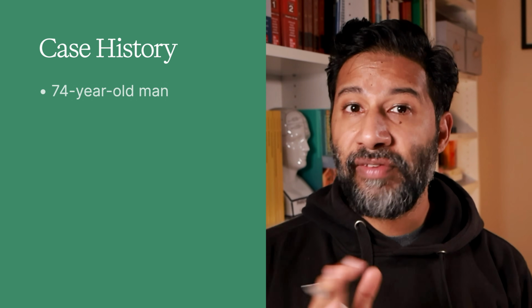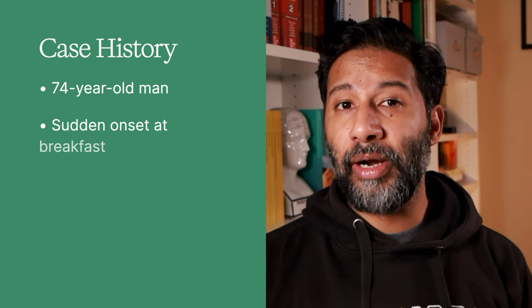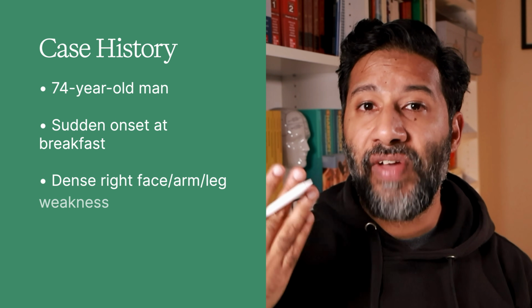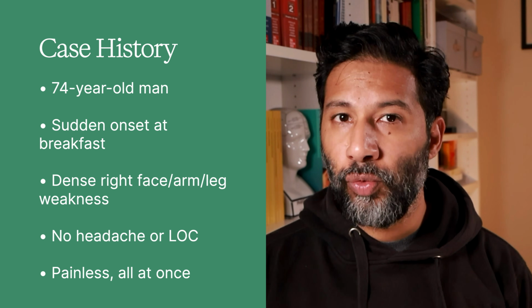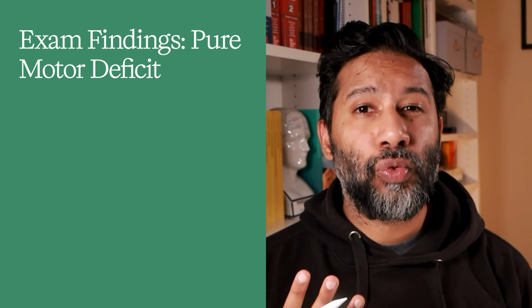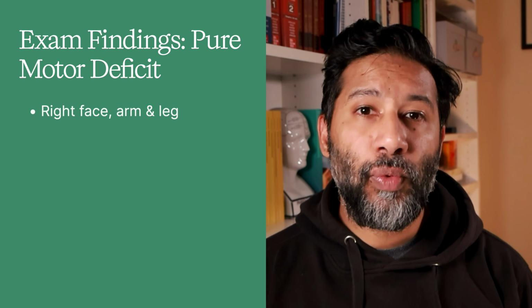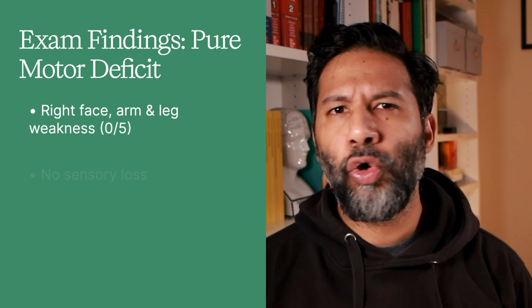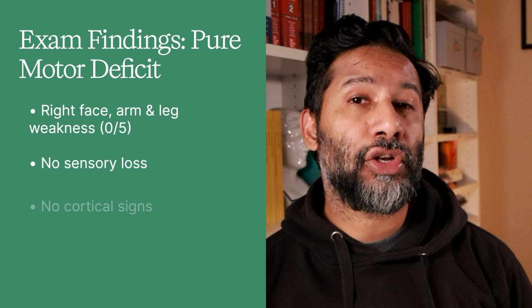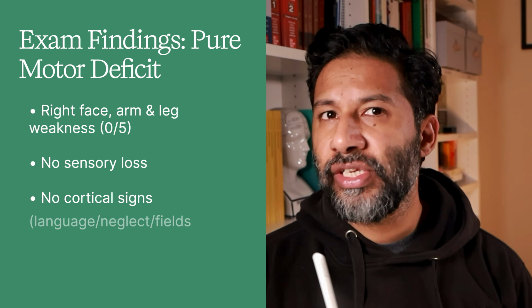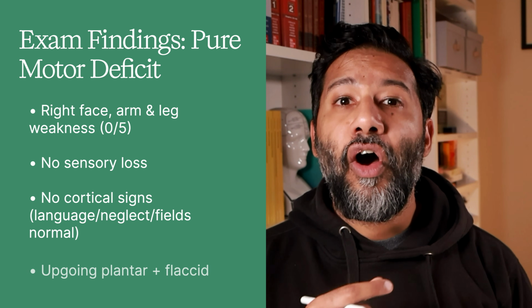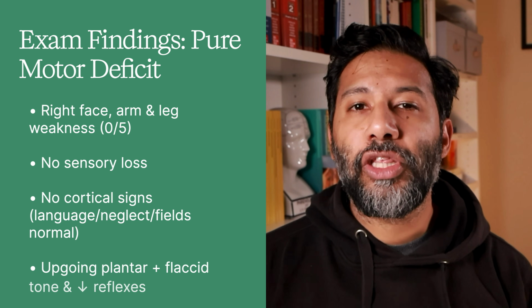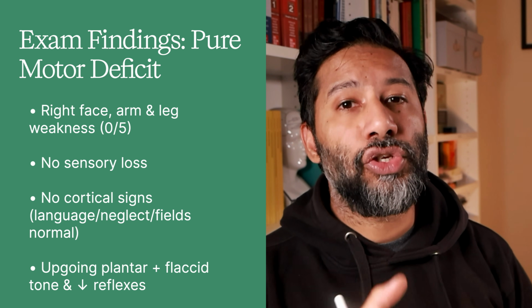So history: we've got a 74-year-old man, with sudden onset while he was eating breakfast of weakness down the right side, face, arm, and leg. No headache, no loss of consciousness, sudden, painless, all at once. Now on examination, he has a right facial weakness, right arm and right leg weakness, all dense, 0 out of 5 power, all equally the same, and there's no sensory loss anywhere. And critically, there are no cortical signs. His language is normal, no neglect, no visual field defects, he's alert and oriented. On the limbs, the plantars are upgoing, but the tone is flaccid and the reflexes are reduced. Now hold that thought, because it looks contradictory, but it's the first thing I'm going to explain.